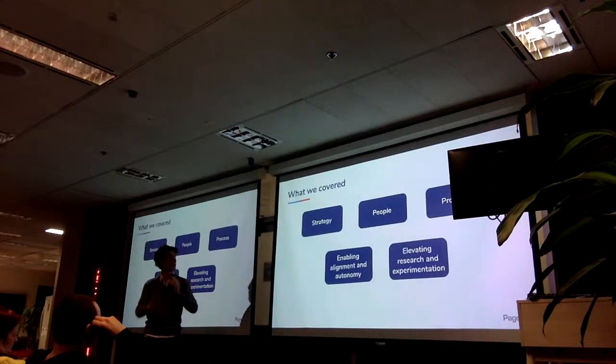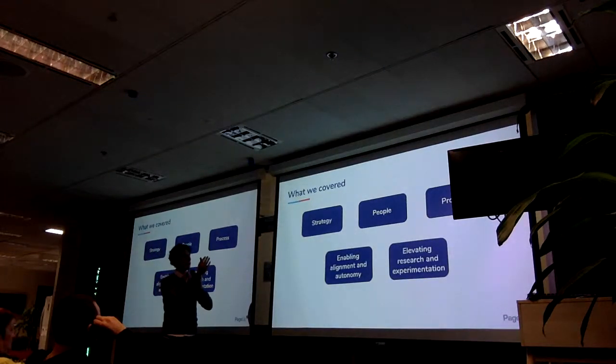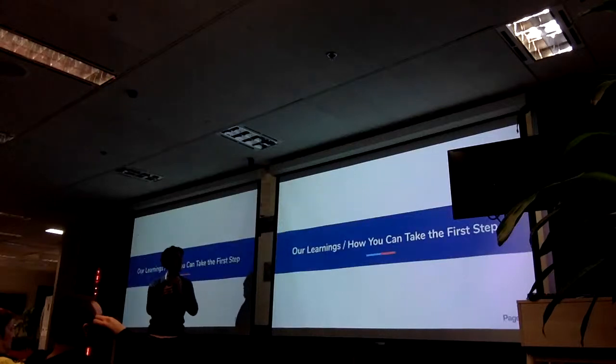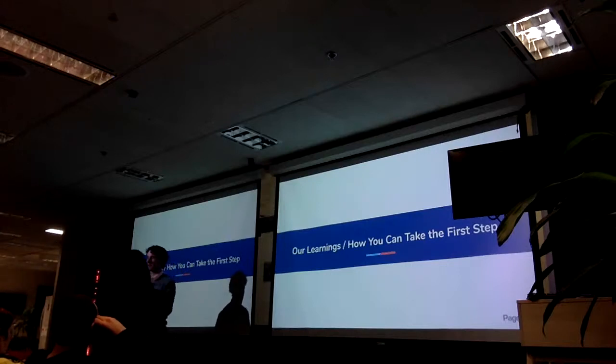So what we covered today: we got our transformation with strategy, people, and process, and then from the lead up to the transformation, which Latal spoke to, which was enabling alignment, autonomy, and elevating the research and experimentation. With that, we want to leave a bit of time for questions and our learnings. So any questions from anyone?